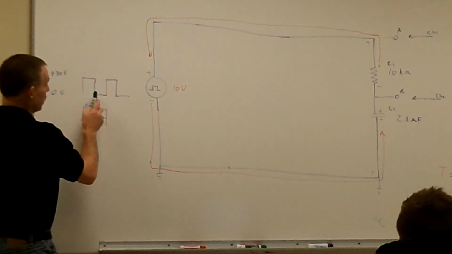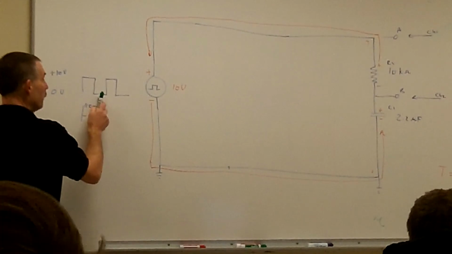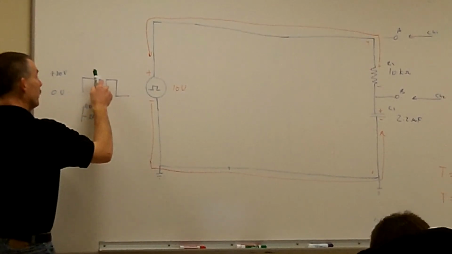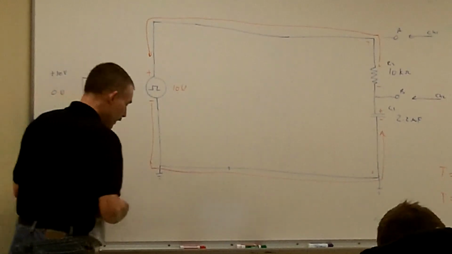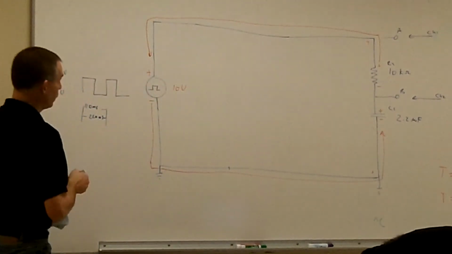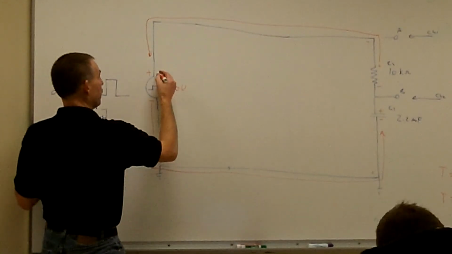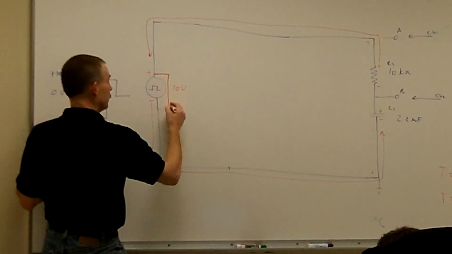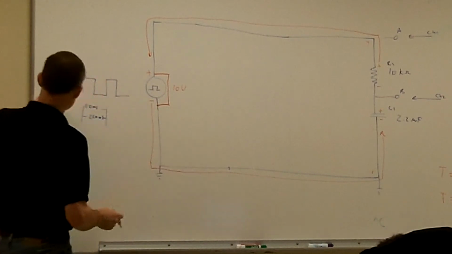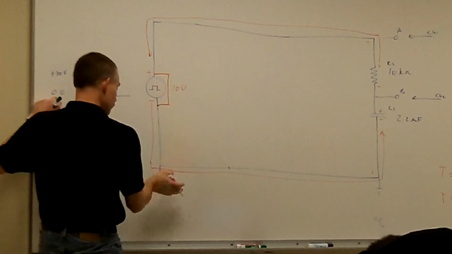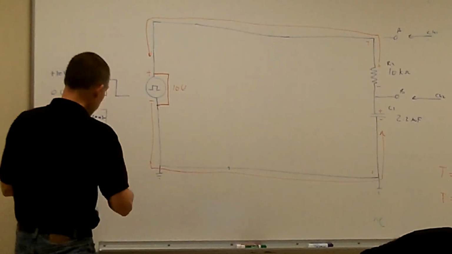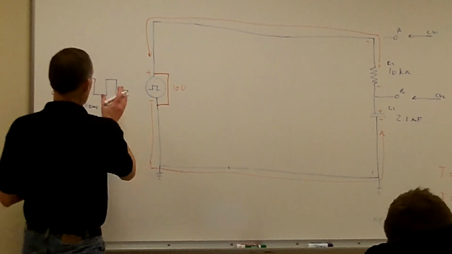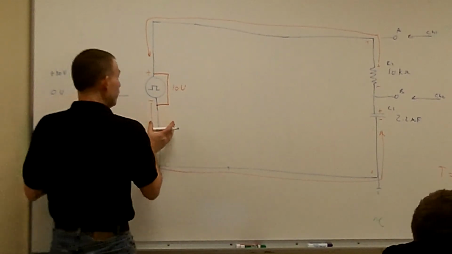Then after 5 time constants, my square wave is going to transition from a positive 10 to 0 volts. And when it goes down to 0 volts, that's just like me having my power supply shorted out. 0 volts is the point of reference. So if I have 0 volts coming out of my power supply, I essentially just tied it to ground. So now we're analyzing the second half of our cycle.